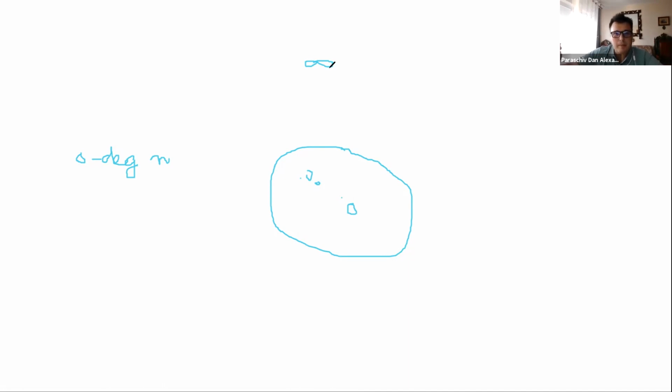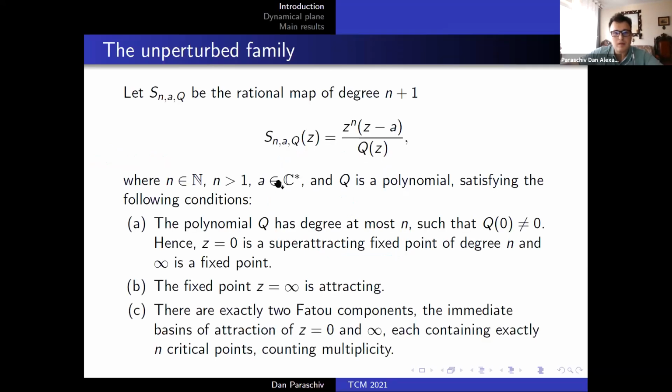Now, let me switch to the previous one. So thinking how we could generalize these topological properties the most, we have arrived at the conclusion that the best family of maps to use is this one, z to the power of n multiplied by z minus a over q to the power of z, where q is a polynomial of degree at most n, such that our map is degree n plus 1, and infinity is a fixed point, and q of 0 is different from 0.